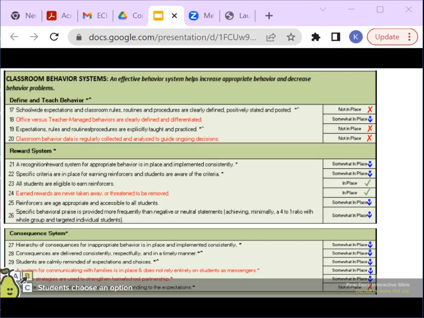So which of these three areas, define and teach, reward, or classroom system, do you think you would start working with Ms. Jones on first?